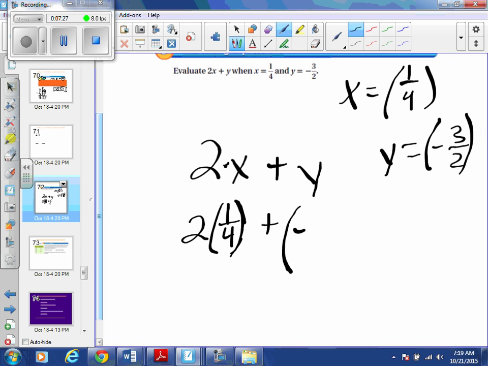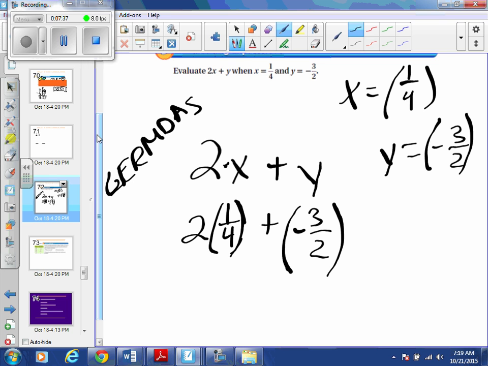So, 2, remember this means times. 2 times x. X is 1/4. All right, plus y. Y is negative 3/2. Okay, remember GEMDAS, my order of operations. Is there anything in a group? Yes, but there's no operations. I can't do anything in either of the groups.